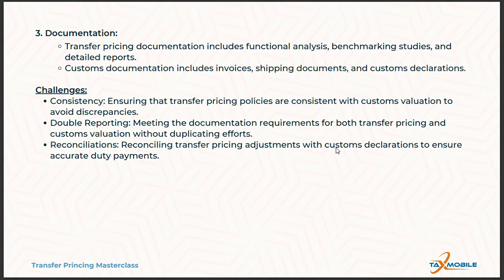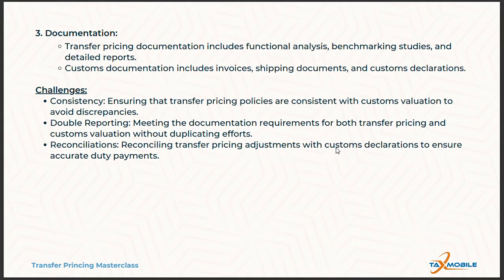Documentation now. Transfer pricing documentation is highly detailed and often involves functional analysis, benchmarking studies, and reports that explain why a particular price was considered arm's length. Now, with respect to customs documentation, these tend to focus more on trade documents such as invoices, shipping documents, and customs declarations. Customs authorities may also ask for contracts and payment records to verify the value of imported goods.